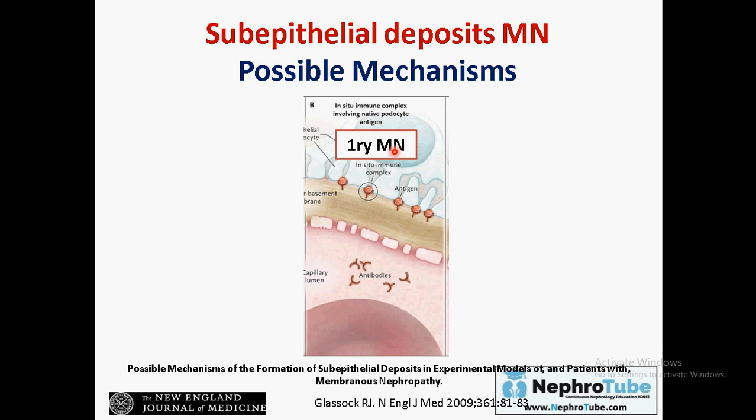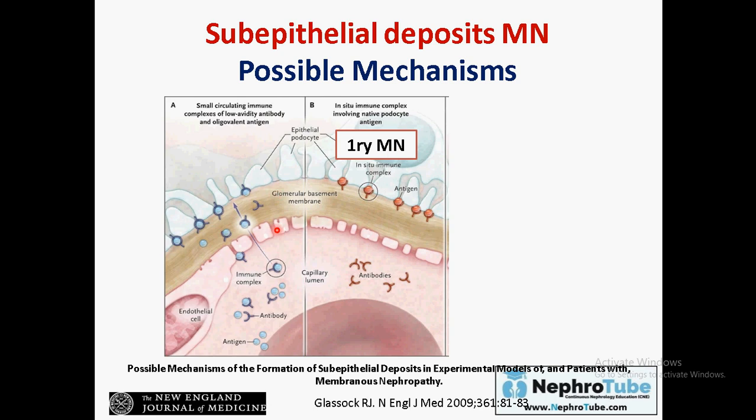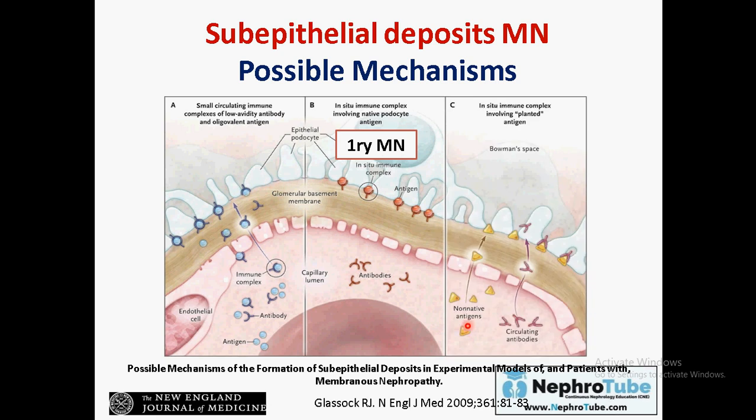The other two possible mechanisms for the formation of subepithelial deposits: first, a circulating immune complex, a circulating antigen-antibody complex, that will be trapped and deposited on the podocytes. The third mechanism is that a non-native antigen will be implanted on the podocytes, and then be attacked by circulating antibodies. These other two mechanisms will mainly present as secondary membranous nephropathy.